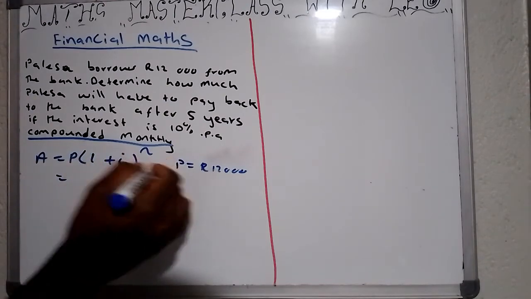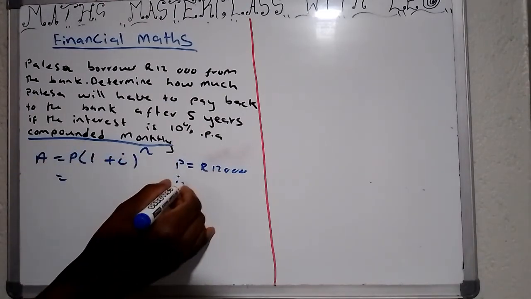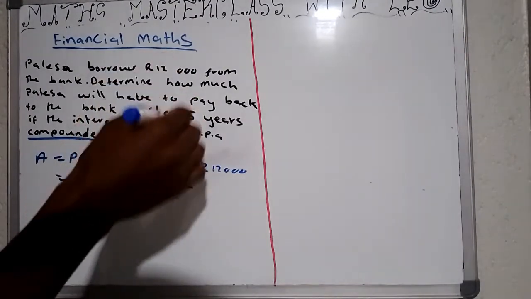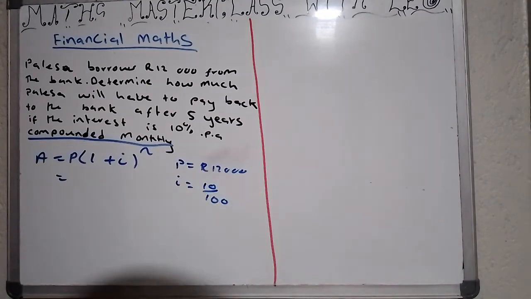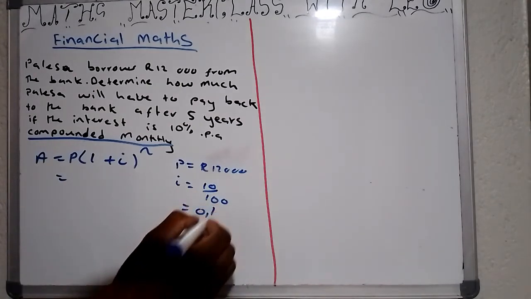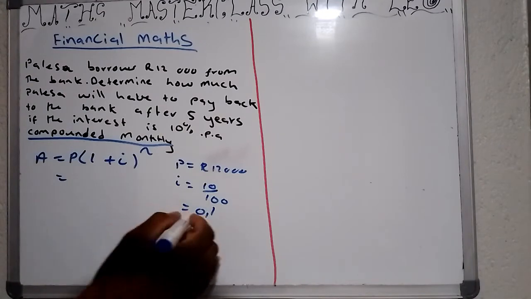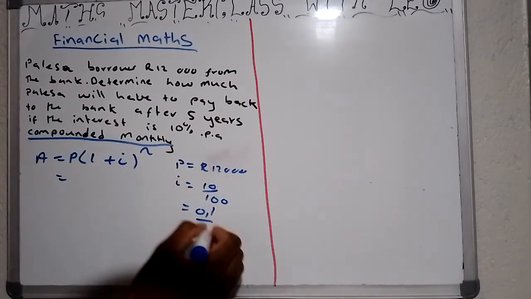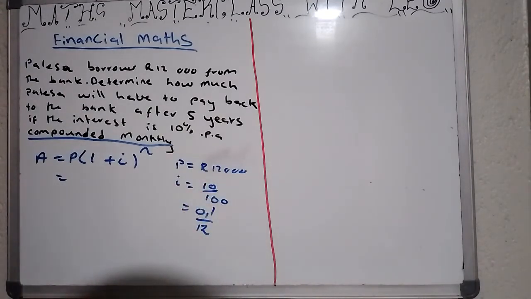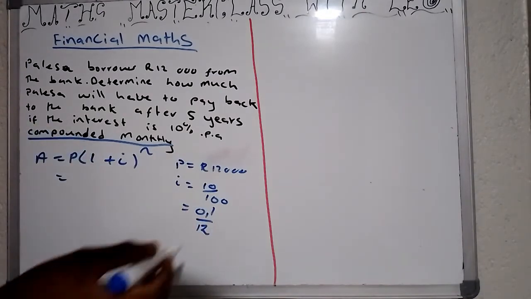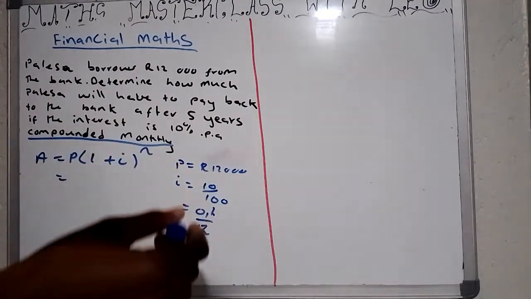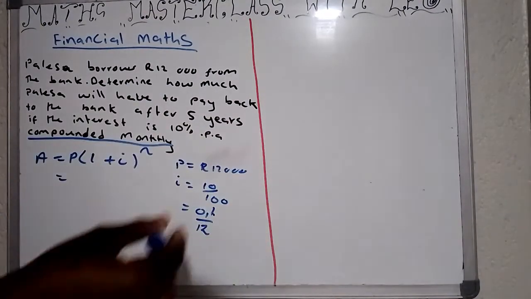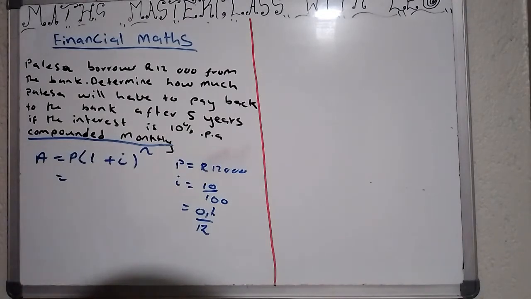So now i is equal to what do you have? 10 divided by 100, right? Then you're going to have 0.1. You also divide that 0.1 by 12. Why? Because each and every month when you pay back the money, you want to pay that 0.1. You're going to pay that 0.1 extra, which is 10% extra, each and every month when you pay the monthly fees, right?